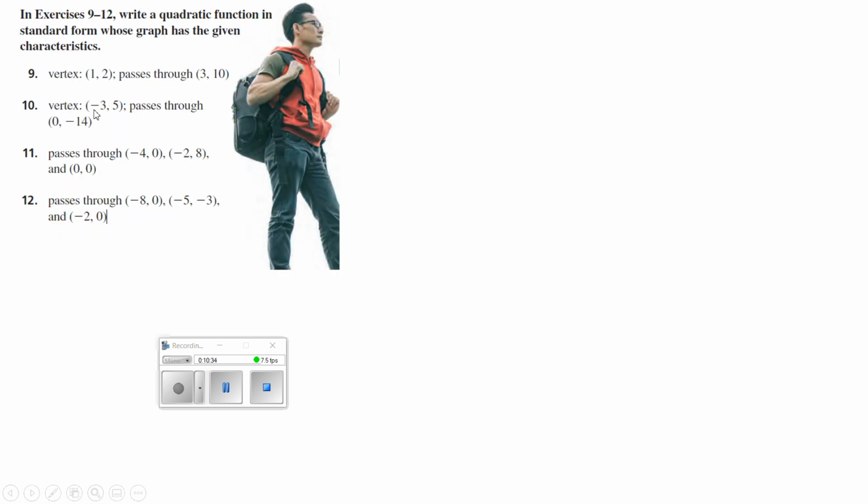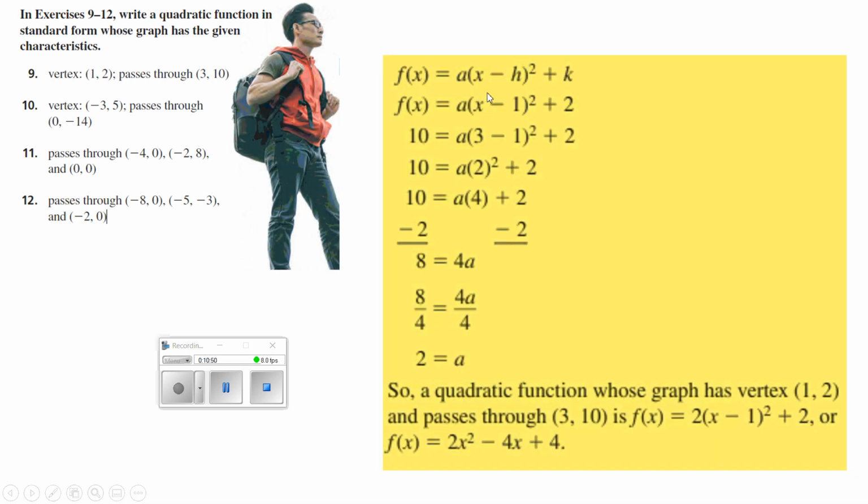All right, let's go on to number 9. It says write a quadratic function in standard form whose graph has these characteristics. Well, they gave us the vertex, so we're going to use the vertex form. This makes a -1 and a +2, right? We're replacing x with 3 and y with 10. 3 minus 1 is 2. 2 squared is 4. 4 times a is 4a. We're going to subtract 2 from both sides, which gives us an 8 over here. When I divide 4 away from 4a, I get 8 divided by 4, which is 2.